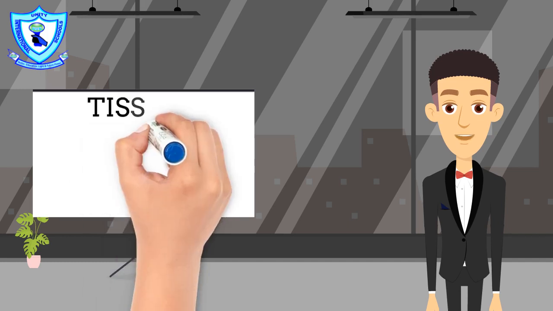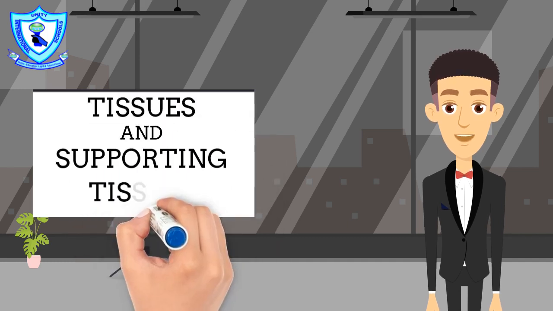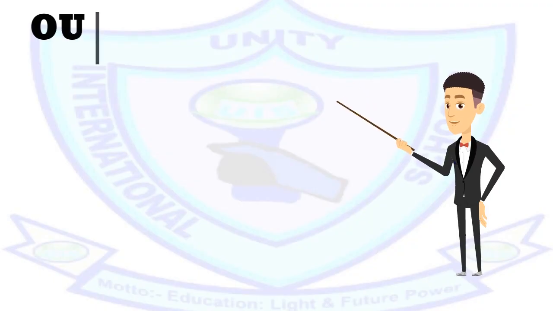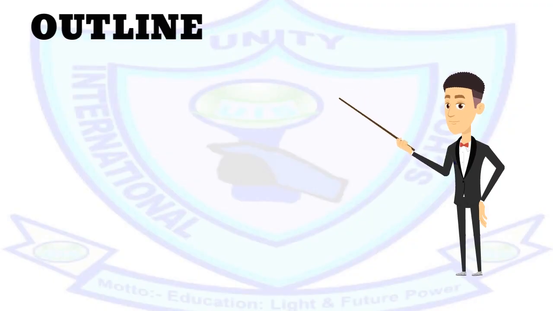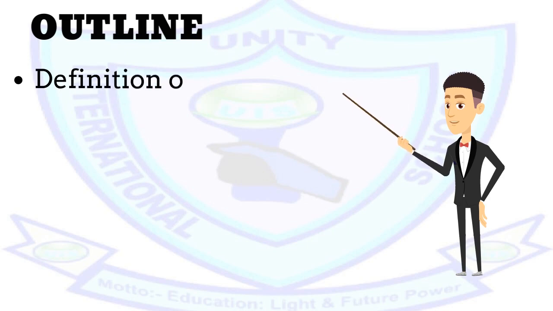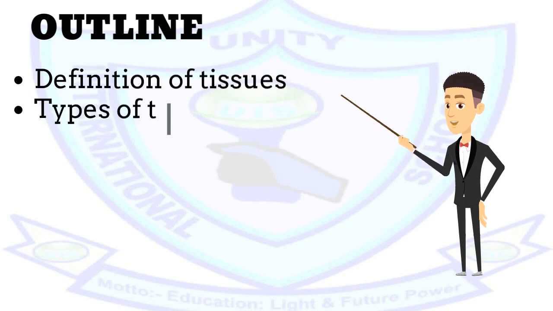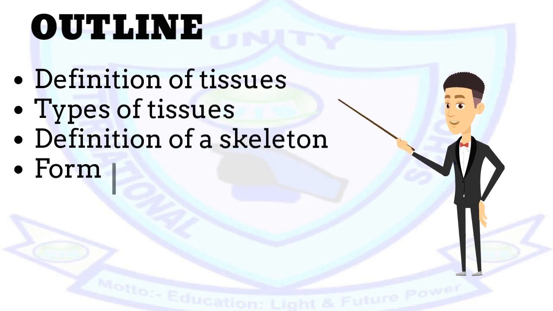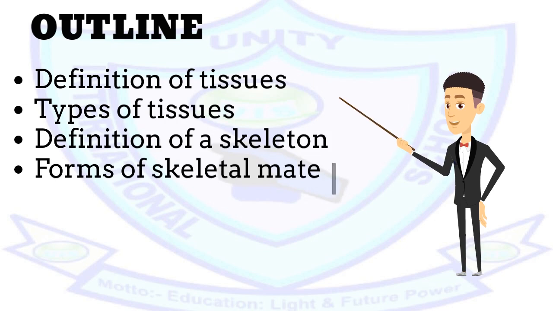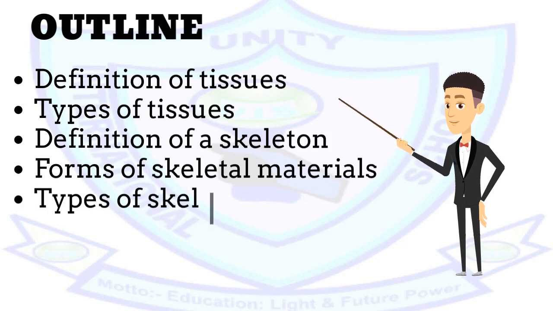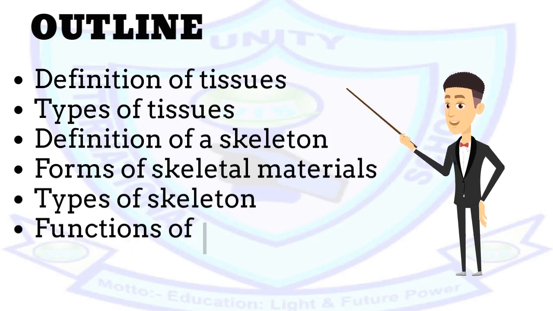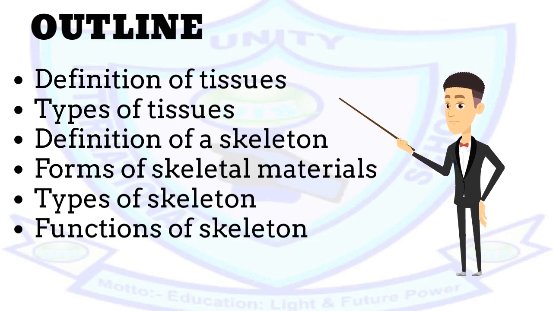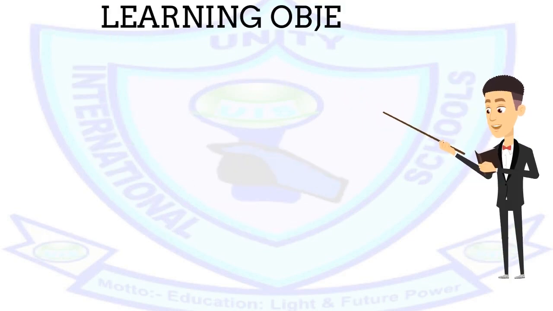We'll be treating a topic, tissues and supporting tissues. These are the outlines I have for you. 1. Definition of tissues. 2. Types of tissues. 3. Definition of a skeleton. 4. Forms of skeletal materials. 5. Types of skeleton. 6. Functions of skeleton. I have a few learning objectives for you.